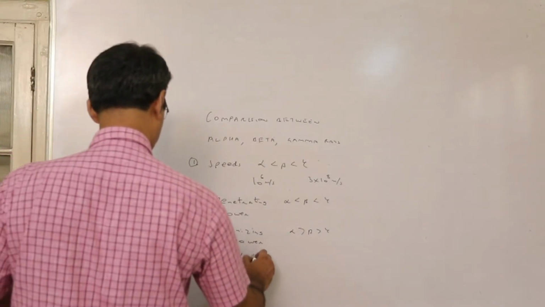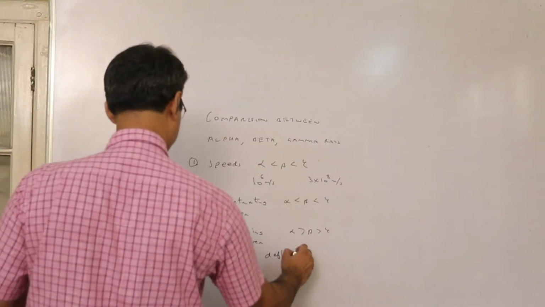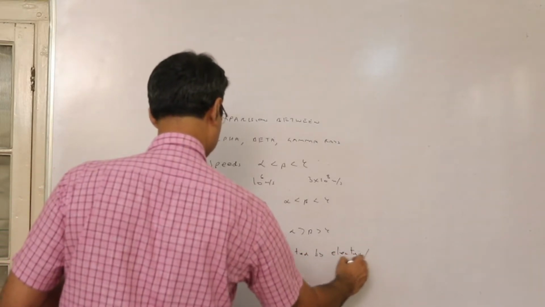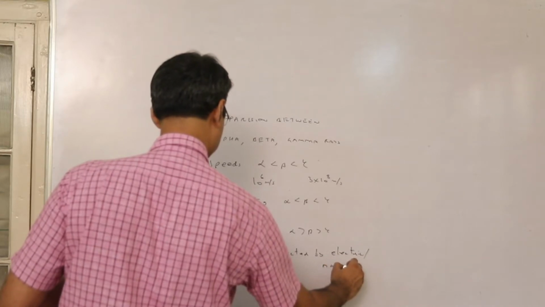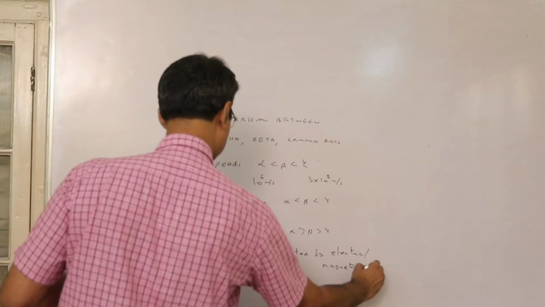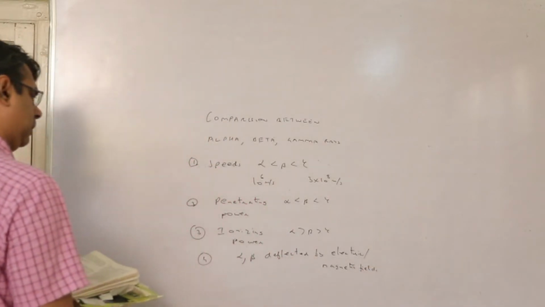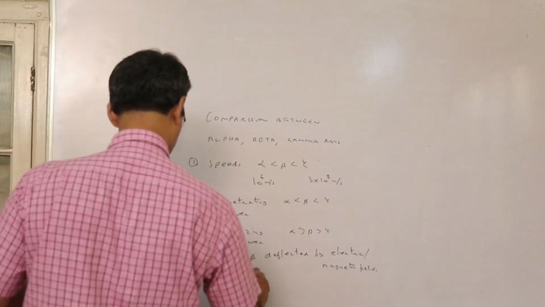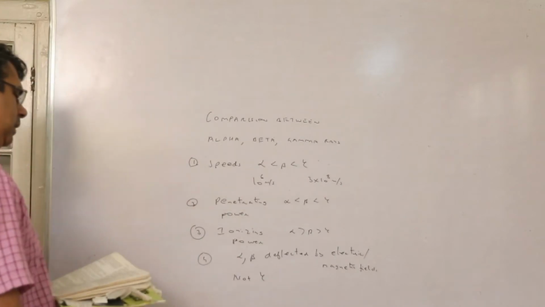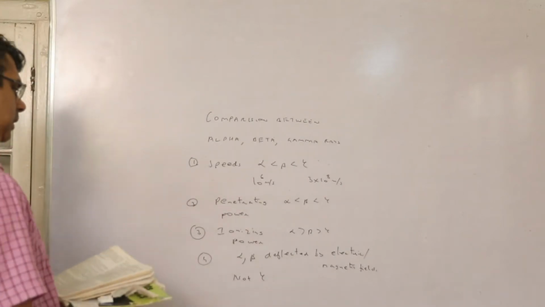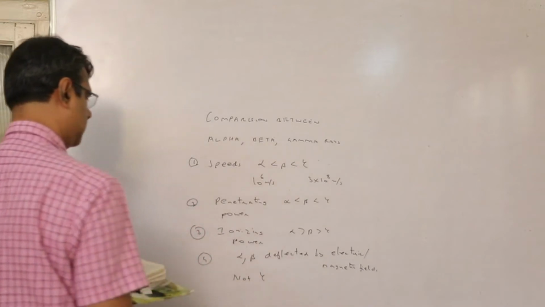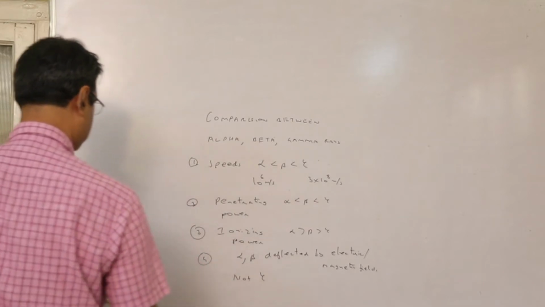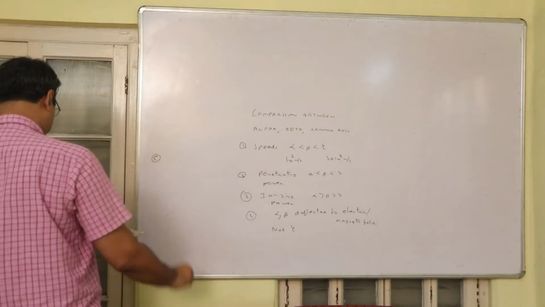Now alpha and beta can be deflected by electric and magnetic fields, but not gamma. So gamma rays cannot be deflected by electric and magnetic fields. Alpha and beta rays can be deflected. Again, the reason is because they have a charge, whereas gamma rays do not have any charge.